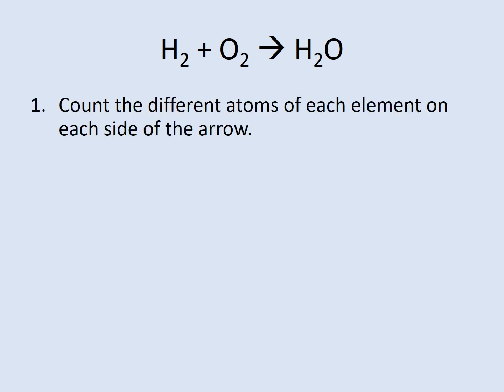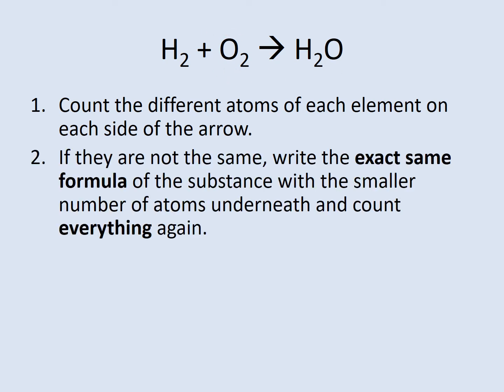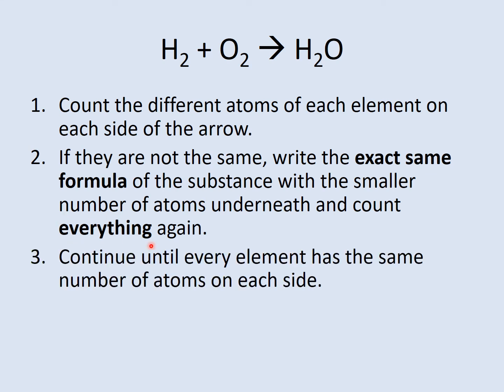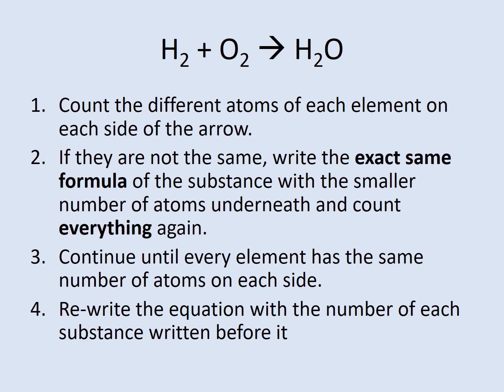So first up, you need to count the different atoms of each element on each side of the arrow. So in this case, you'd be counting the atoms of hydrogen and oxygen on both sides. If they are not the same, write the exact same formula of the substance with the smaller number of atoms underneath, and then count everything again. And continue doing this until every element has the same number of atoms on each side. So you'd be looking for the same number of hydrogen and oxygen on each side in this case. And then rewrite the equation with the number of each substance written before it using large numbers. If that's not clear, I will show you shortly what I mean by that.